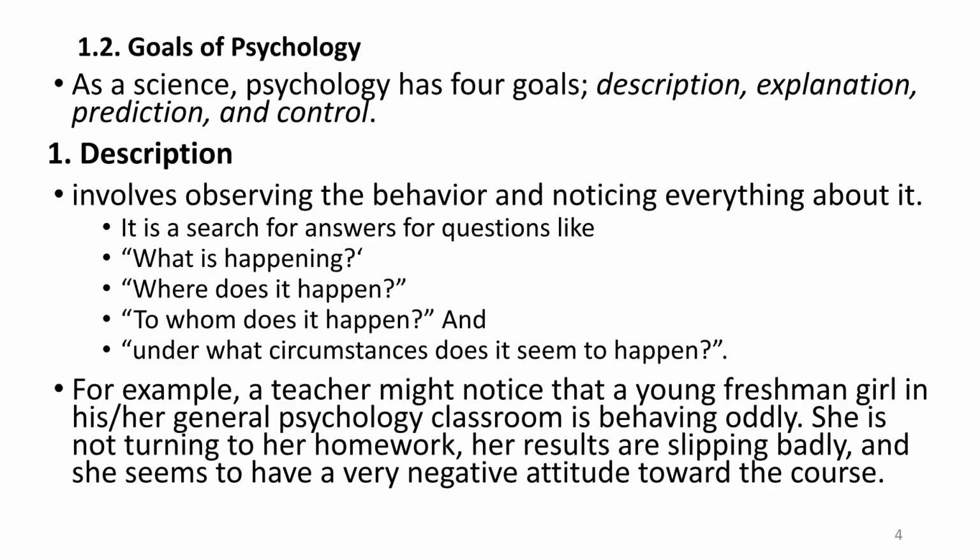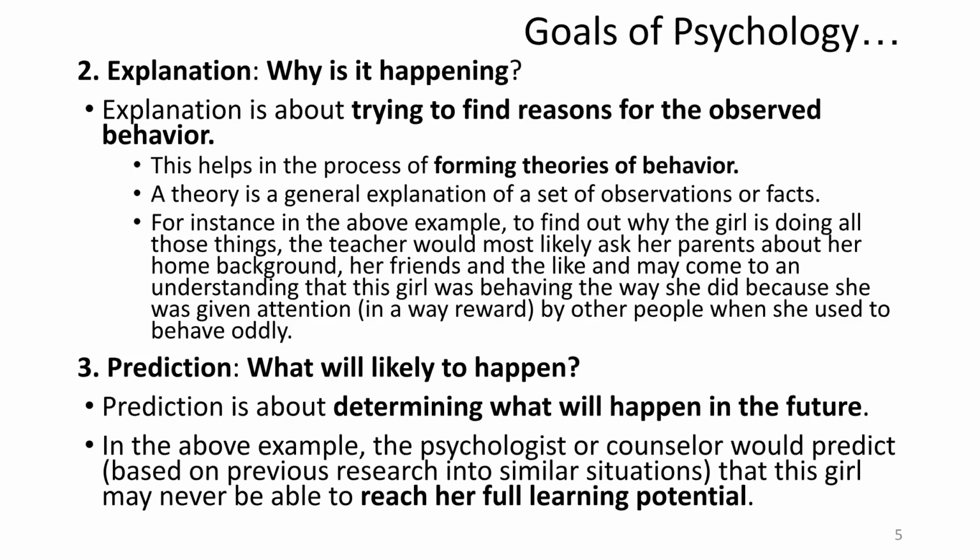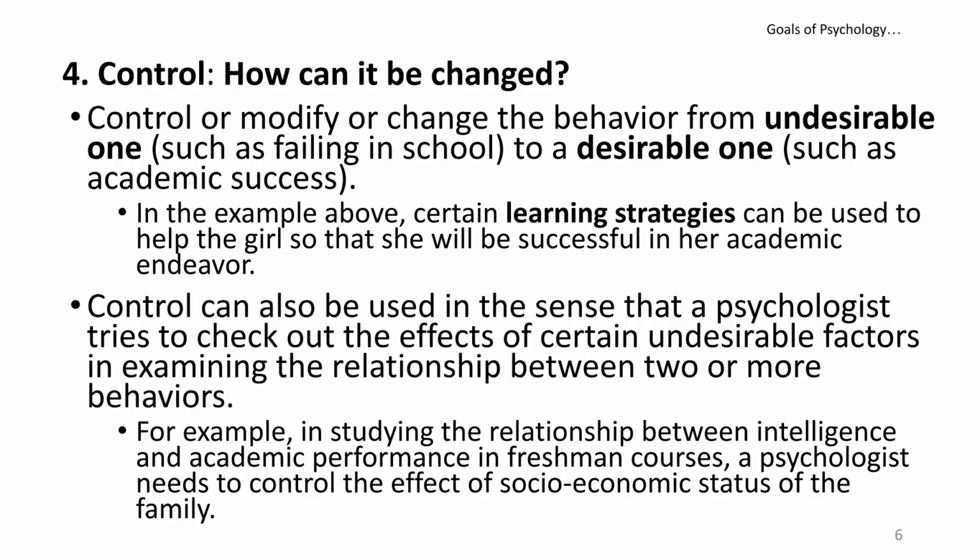Description involves observing behavior and noting everything about it, answering questions like what is happening and under what circumstances does it seem to happen. The second goal is explanation, which seeks reasons for the observed behavior, leading to the formation of theories. The third goal is prediction, which determines what will likely happen in the future based on research and observation. The final goal is control, how behavior can be changed or modified from undesirable to desirable.